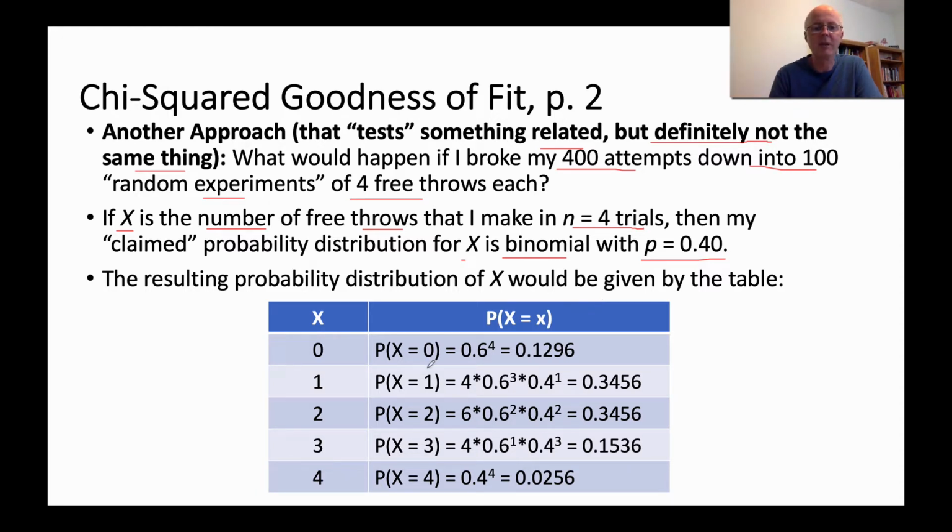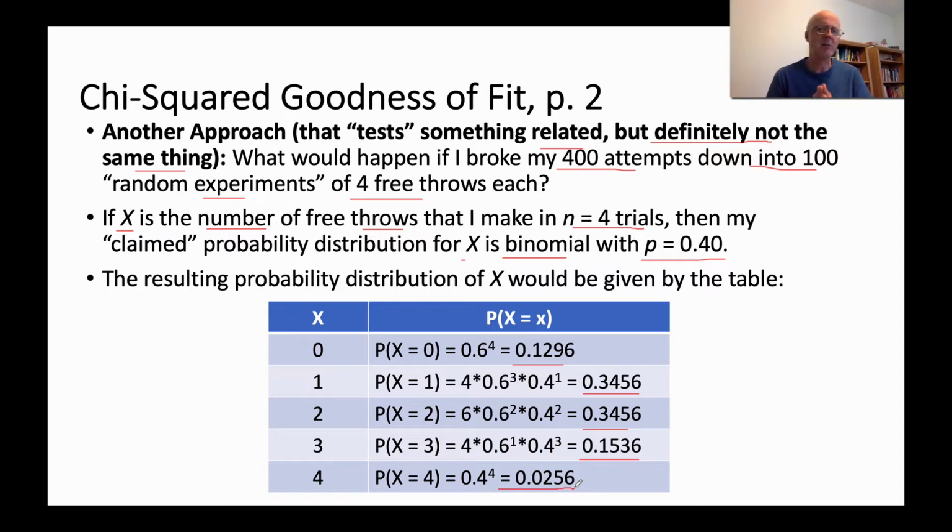The probability that I make 0 would be 0.1296. The probability that I make 1 would be 0.3456, as well as the probability of making 2. The probability of making 3 is about 15.36%, and the probability that I make all 4 is about 2.56%. Okay, so again, I'm a bad free throw shooter, so I'm more likely to make fewer than a higher number. All right, so that would be my distribution in 4 attempts of how many that I make.